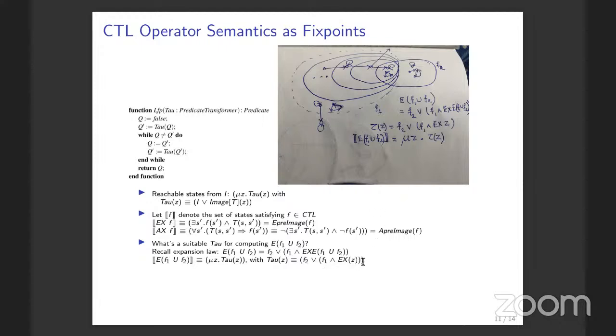For now, I want to make sure you understand what exactly this predicate transformer tau does. And in terms of Kleene iteration, what is happening is exactly shown in this picture. So is it clear? Any questions? No, sir, it's clear. Okay.